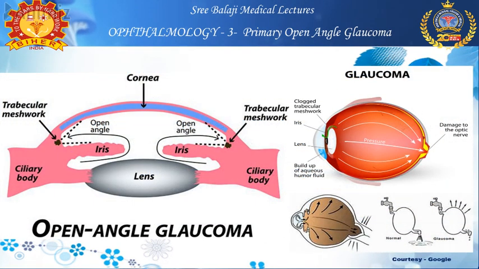So this diagram shows us that the pathway from the production of aqueous humor, namely the ciliary body, till the angle is anatomically normal. But the trabecular meshwork is clogged, which results in increased intraocular pressure, and hence it directly causes damage to the optic nerve.